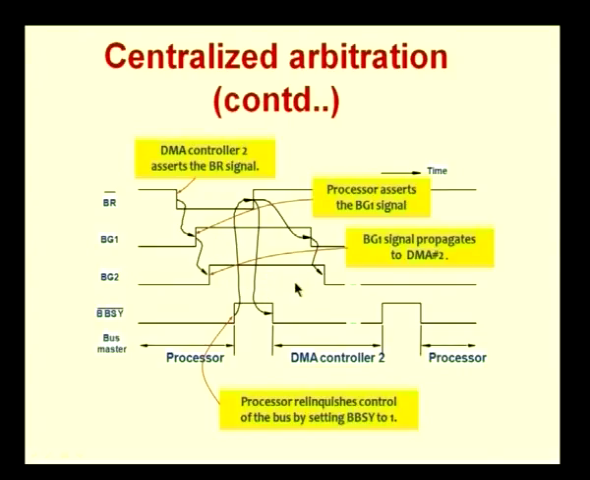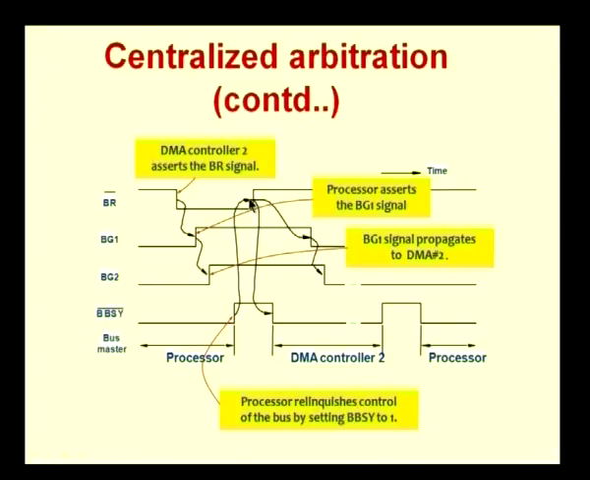Now you can see that over here the bus busy signal is becoming high, that is from 0 it goes to 1, indicating that the bus now is released by the processor. Up to this point it is the processor that has access to the bus, which means it is the bus master, and now it is relinquishing the bus by freeing the bus busy signal. As soon as the bus busy signal goes high, DMA controller 2 can take over the bus.